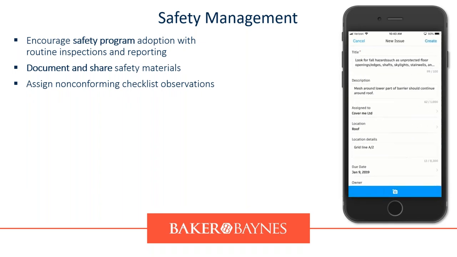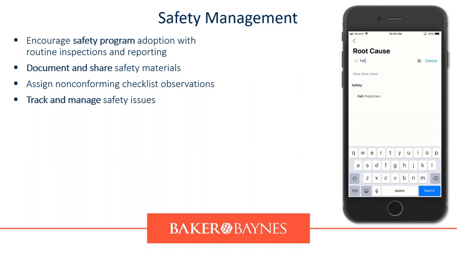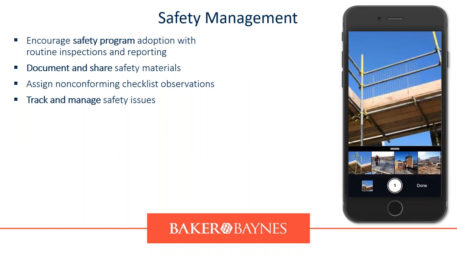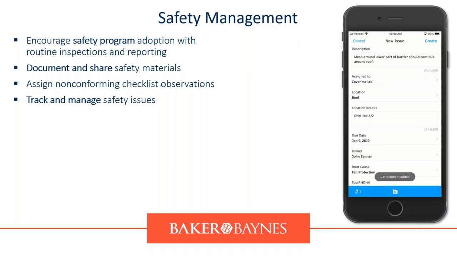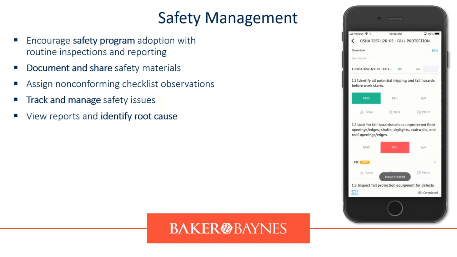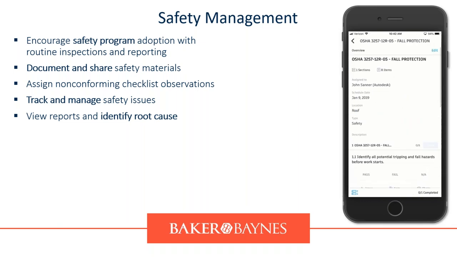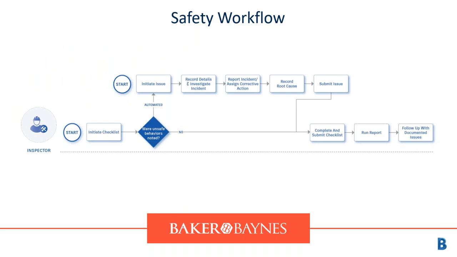We can share these checklists and observations with other people, and track and manage any of the issues that result from that. Like you see here on the one side, you can just take that photo with your phone. Again, identify the root cause. If we get the root cause, we can start avoiding issues rather than just reporting on them. Very similar type of workflow: we initiate the checklist. Were any safe behaviors noted? No, wonderful, complete the checklist, run it, move on. If we did spot any unsafe behaviors or unsafe elements on site, we can initiate an issue, assign that to a person, create a root cause, and submit that issue so that we have a track record of that.